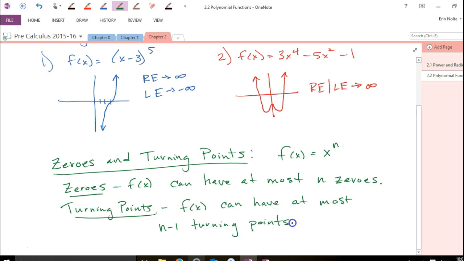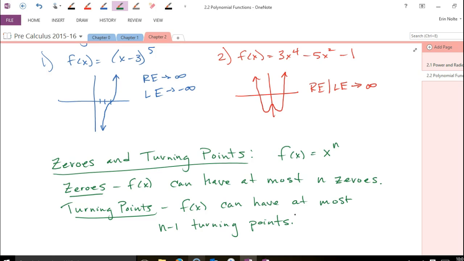Okay, so I think it's easiest to start small and then get bigger. So if you think of an x squared function, x squared can potentially have how many turning points? Well, it definitely has to have at least 1 turning point, right? 1, right? Because you have a parabola, it's got to turn and go back up.